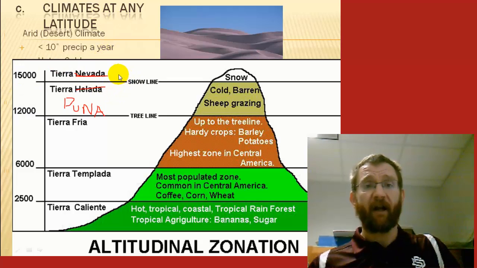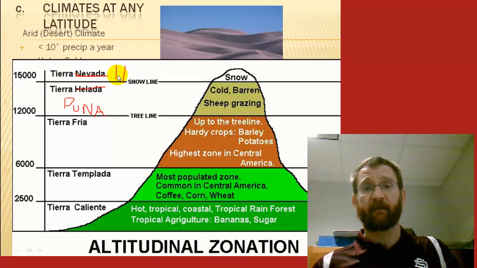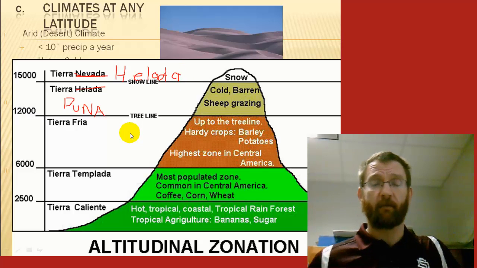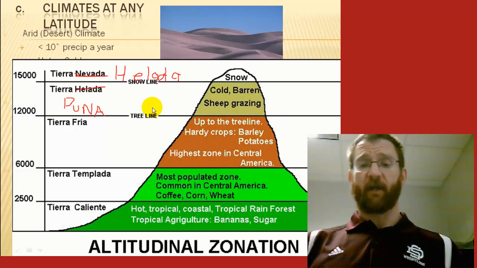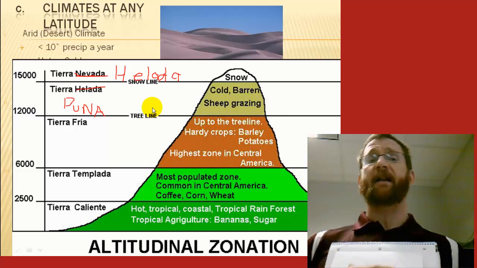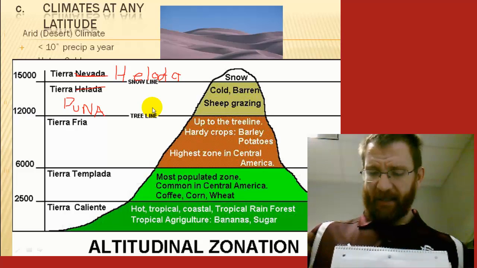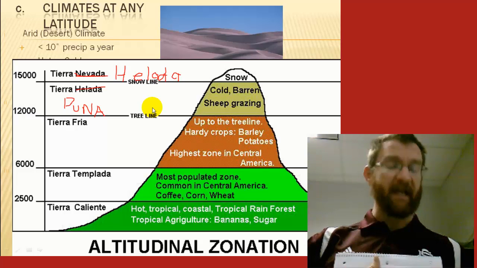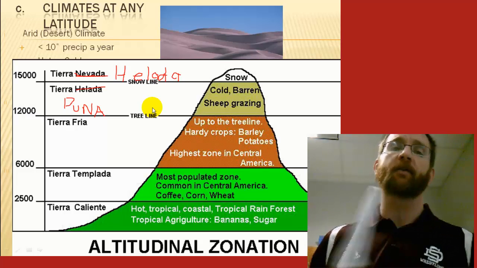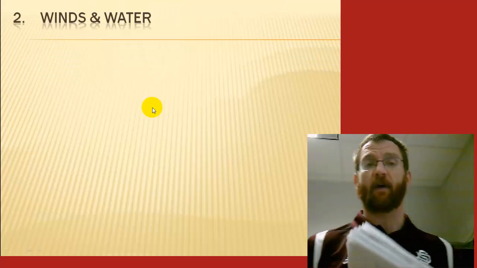Now, Tierra Nevada, we're not going to call Tierra Nevada. We're going to call this top one Tierra Helada. The Spanish word for ice cream or ice is helado. So we're going to call this Tierra Helada. You notice it's really hard for me to write on there with that. Okay, so those are the climates and those are the vertical zones that you get there. And the idea that I want you to get out of this is that the further away from the equator you get, the colder the climate. Well, the same idea exists here. The further up a mountain you go, the colder the climate, even if it's on the equator.